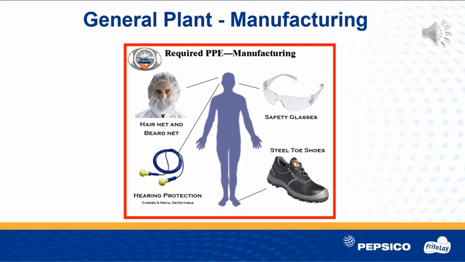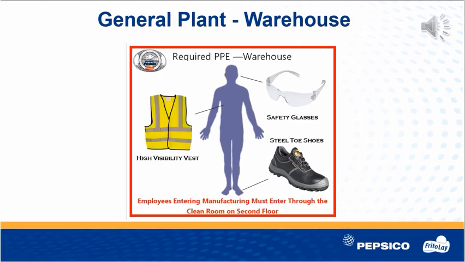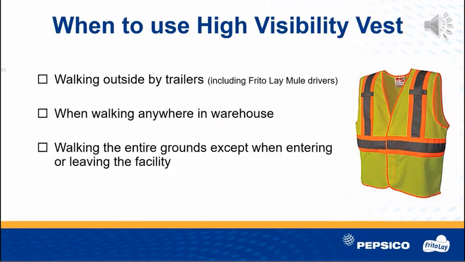Required PPE for manufacturing will be a hairnet, beard net, hearing protection, safety glasses, and steel-toe boots. Required PPE for the warehouse is a high visibility vest, safety glasses, and steel-toe boots. Employees entering manufacturing must enter through the clean room on the second floor.